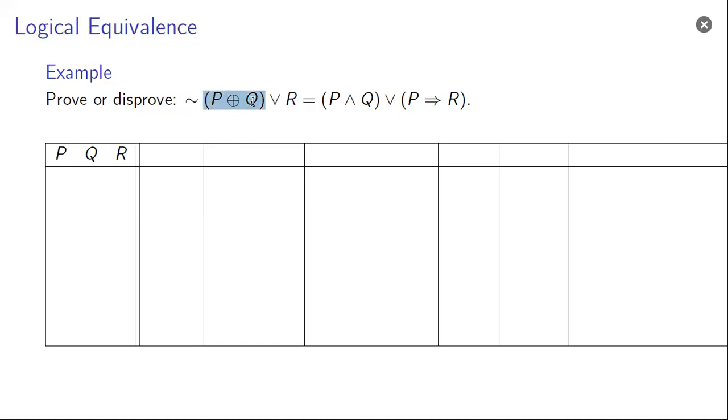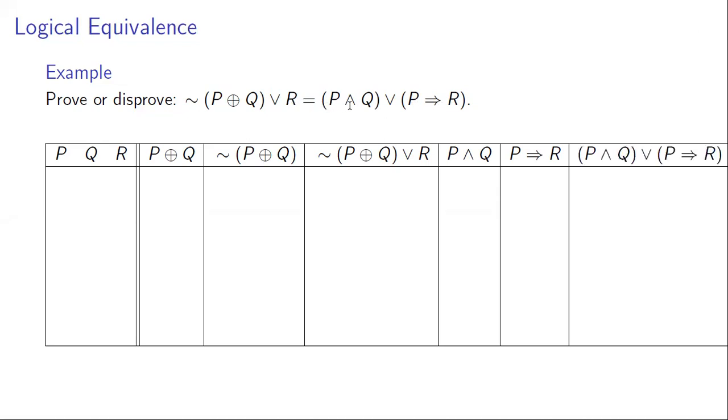First, we'll have to do P XOR Q. Then we can do not (P XOR Q). And then we can do not (P XOR Q) or R. And then for this statement, we first have to do P and Q. And then we have to do if P then R. And then finally, we put them together with OR.